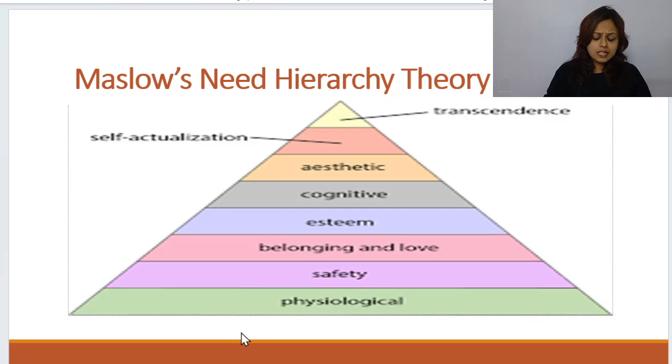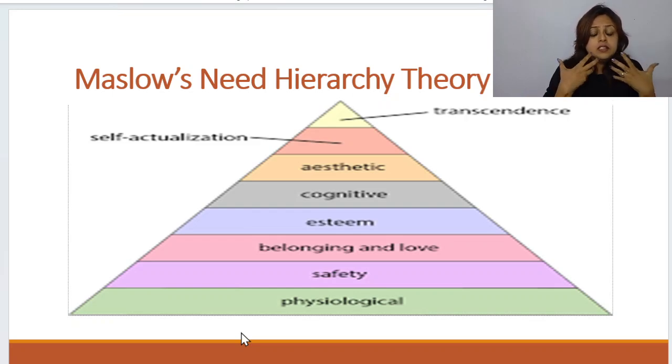The next need that I'll be talking about today is the aesthetic need. Now, what is aesthetic need? Aesthetic need mainly means the need through which we try to appreciate what we have around us. This aesthetic need lies just above the cognitive need and below the self-actualization need.